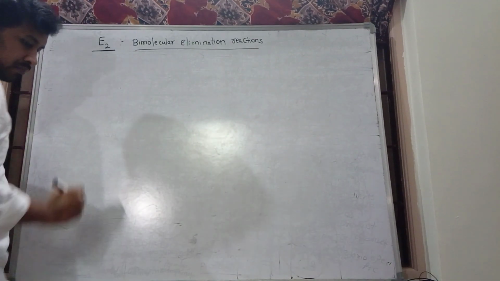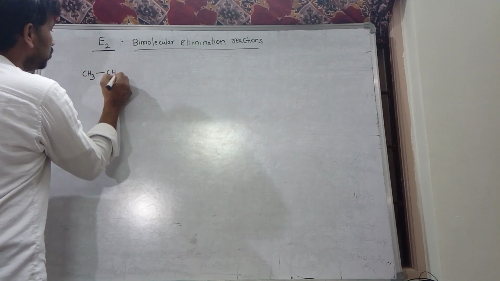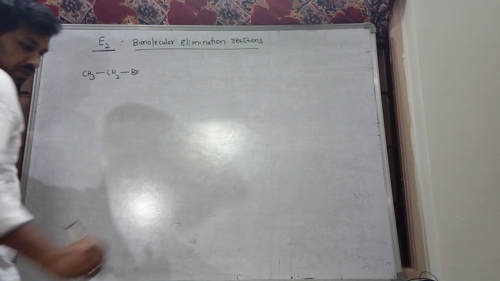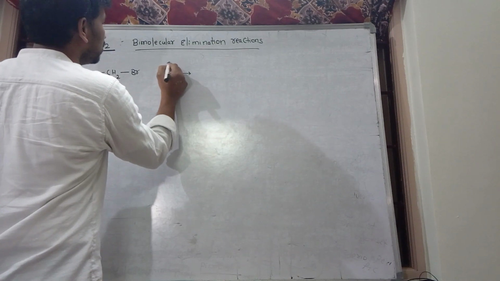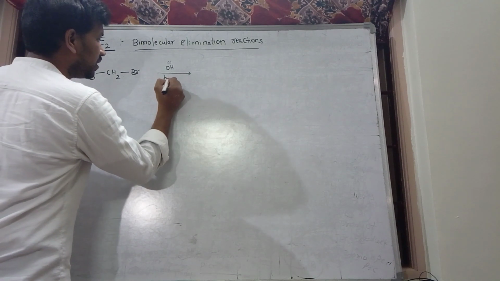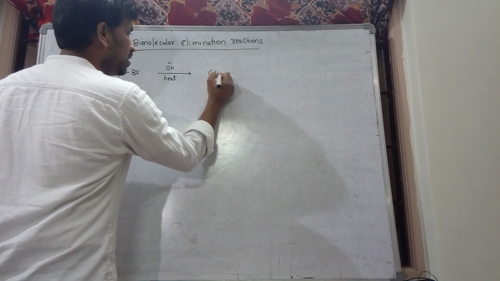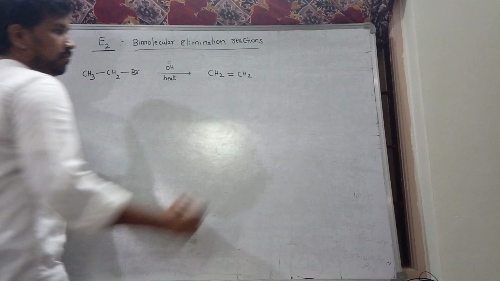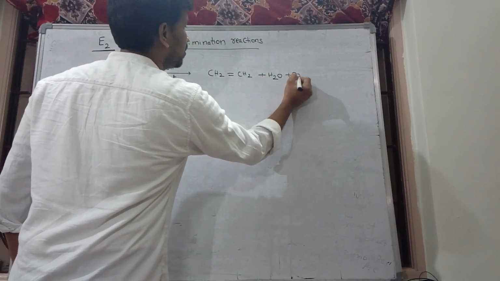Example: CH3CH2Br, used OH minus, and heat, then it converts into CH2 double bond CH2 plus H2O plus Br minus.